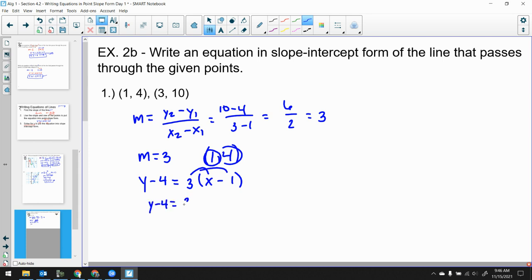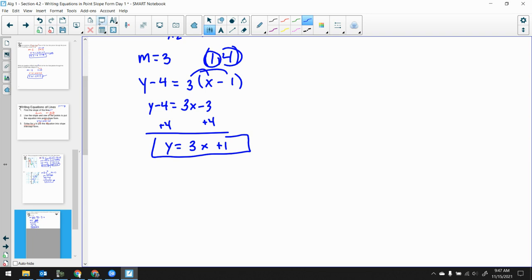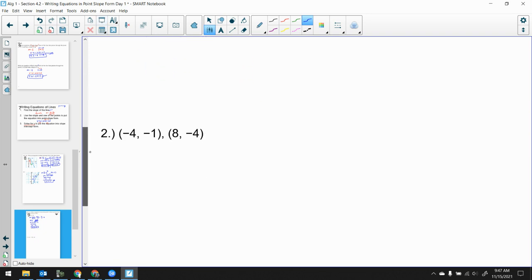I distribute, and then I add over, or subtract over, whatever the sign tells you to do. 3x plus 1 is my line. Okay, there it is. Let's do that a couple more times. Let's take a look here.